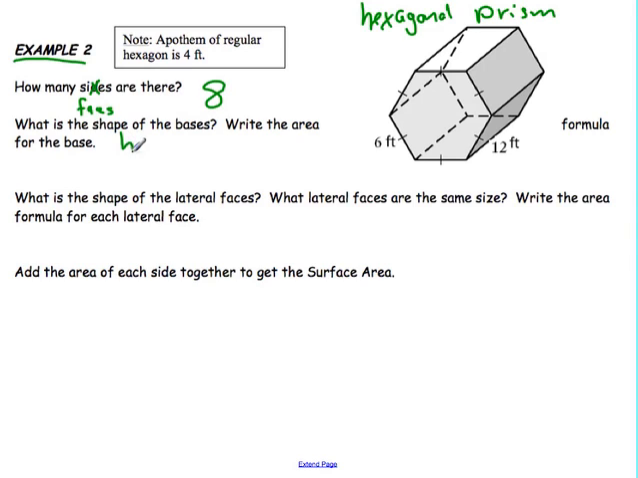What is the shape of the base? Well, they're obviously hexagons, and hopefully they're regular hexagons for us. I'm going to skip these next 2 questions because I think they really kind of confuse things. I'm going to jump straight to the formula.